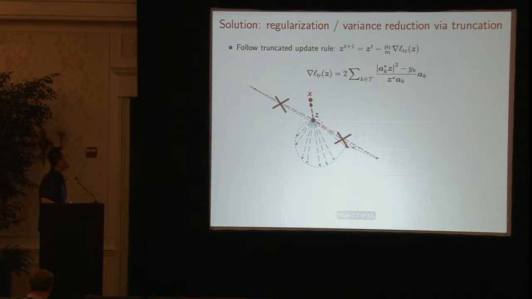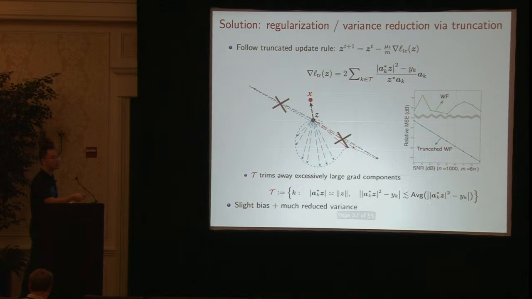In order to address this issue, the strategy is very simple. We know that this is not working just because of these red components. So why not just trim away these bad components and stay with the good components, which are the blue parts. Detecting these red components is fairly easy, because the only thing we need to do is examine the size of these gradient components. We look at each gradient component and check its size. If the size of this gradient component is excessively large compared to its average, then we truncate it. Otherwise, we use it. This might introduce a little bit of bias, but it will dramatically reduce the variance.